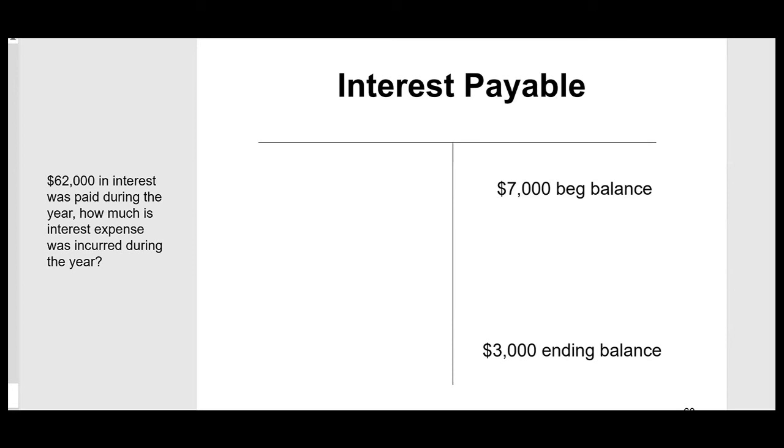Another way to look at this would be to say that you paid $62,000 in cash, and then that $7,000 beginning balance is in the $62,000 because it was paid this year, but it was incurred last year. It was last year's ending balance of interest payable. So that $7,000 was incurred last year. So subtract the 7 from the 62 and you're at $55,000. But then that $3,000 ending balance of interest payable, that's incurred this year. So that's this year's expense. So add that and you're up to 58,000.